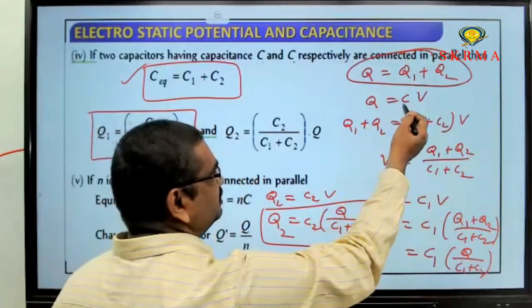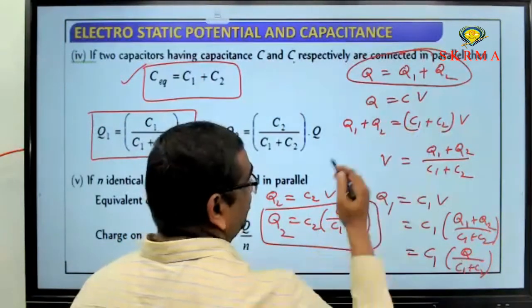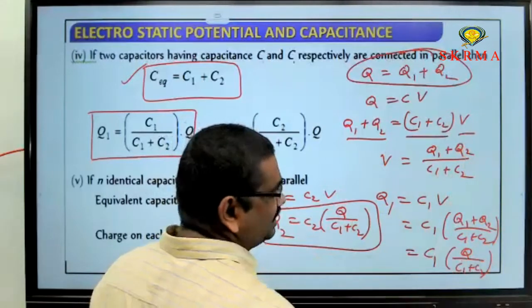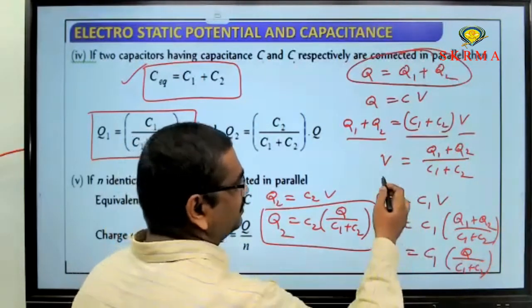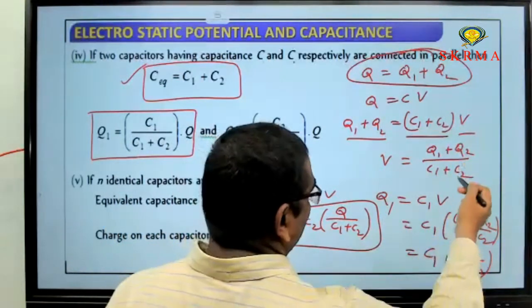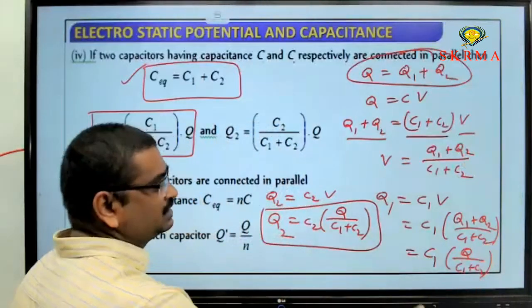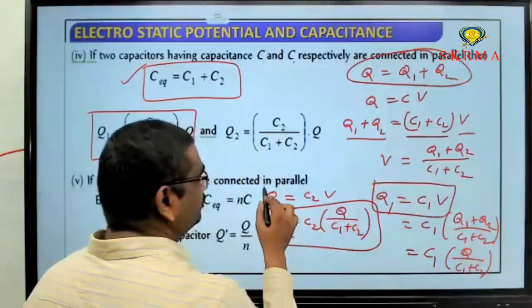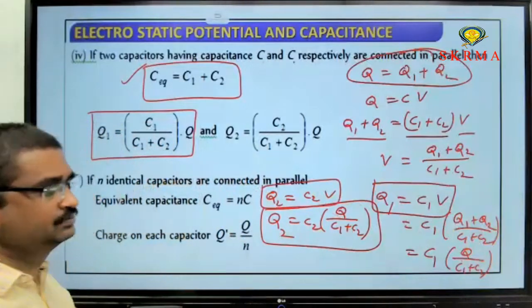Total charge equals total capacitance into potential. So total charge can be written as equivalent capacitance into potential. Then from that, potential can be written as total charge by (C1 plus C2). Then substitute that value here: Q1 equal to C1 into V, Q2 equal to C2 into V.